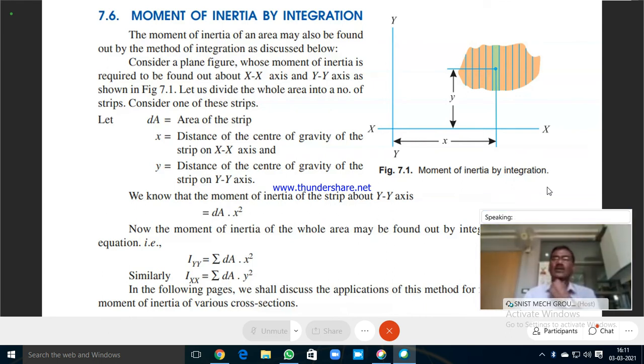Please don't write all this theory part, whatever it is given. Moment of area is correct. Second moment of area or moment of area. Why do we call it moment of area?